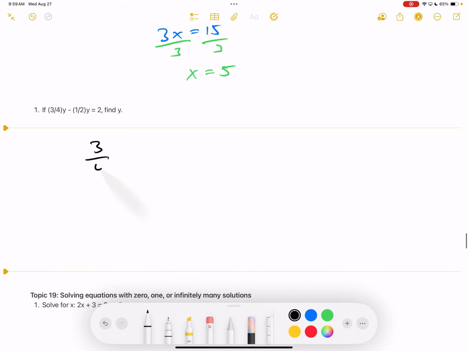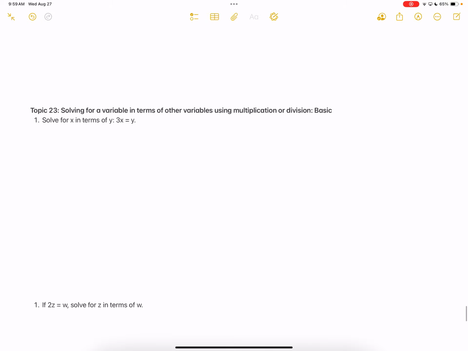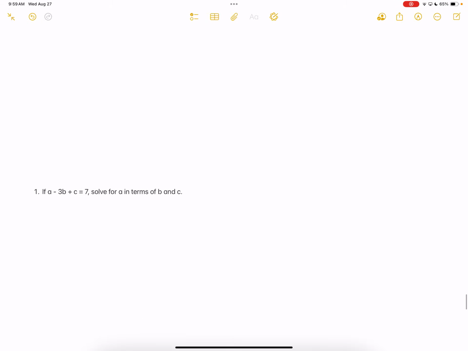All right, this one, 3/4 y minus 1/2 y equals 2. How many is left? Sorry. Oh my goodness, 24, okay.